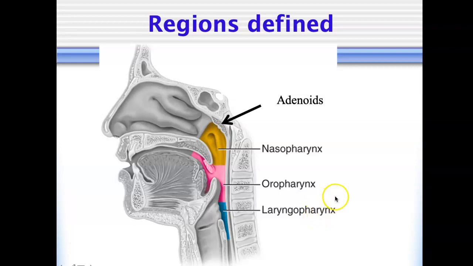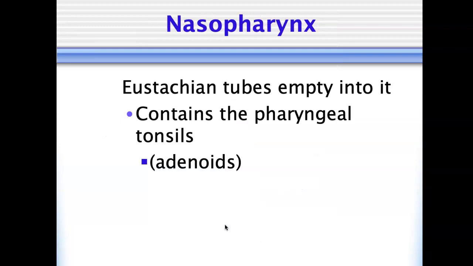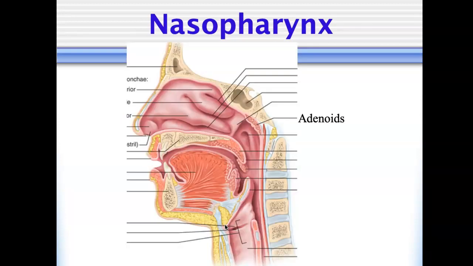So three separate areas. Remember, they're one tube that is going to allow food or air coming into it. And then after that, we're going to have to separate into esophagus and trachea. So let's talk a little bit more about the nasopharynx. Eustachian tubes empty into it, and it contains the pharyngeal tonsils, right?